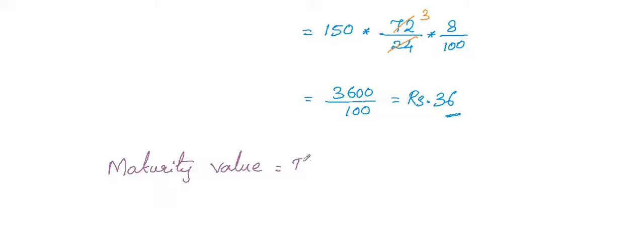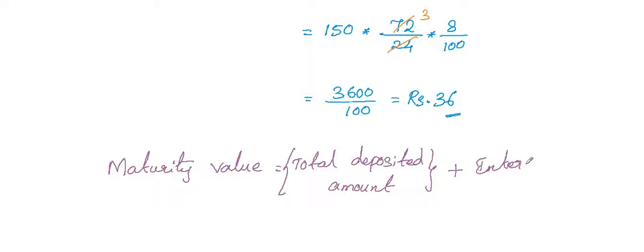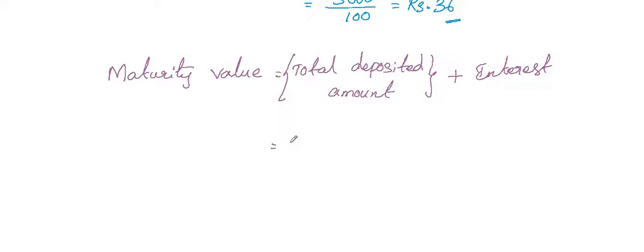So the maturity value is the total amount deposited plus interest, which is 1200 plus 36. So the maturity value she will get after 8 months is 1236 rupees. I hope you understand this question.